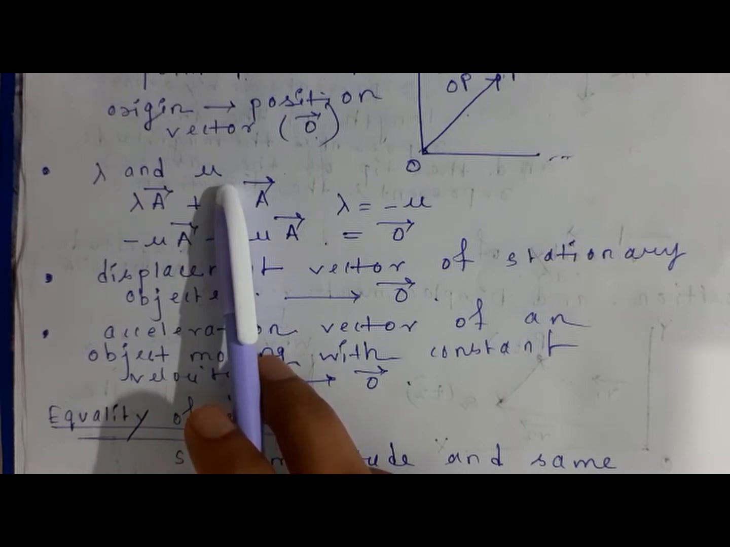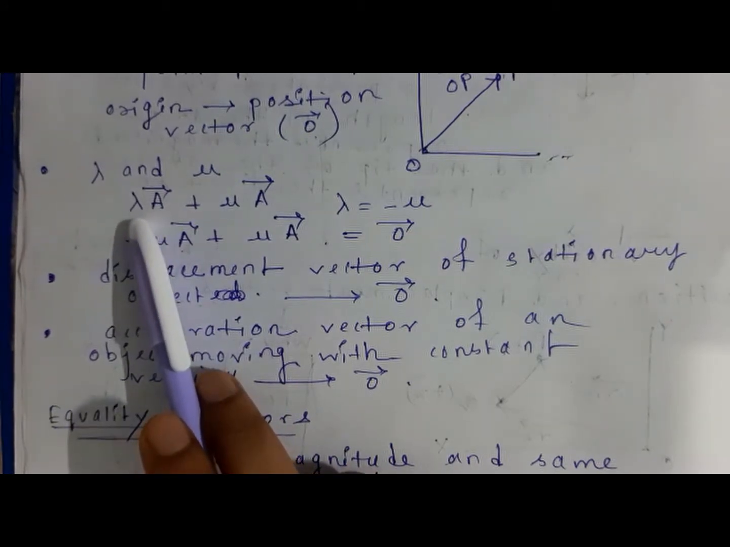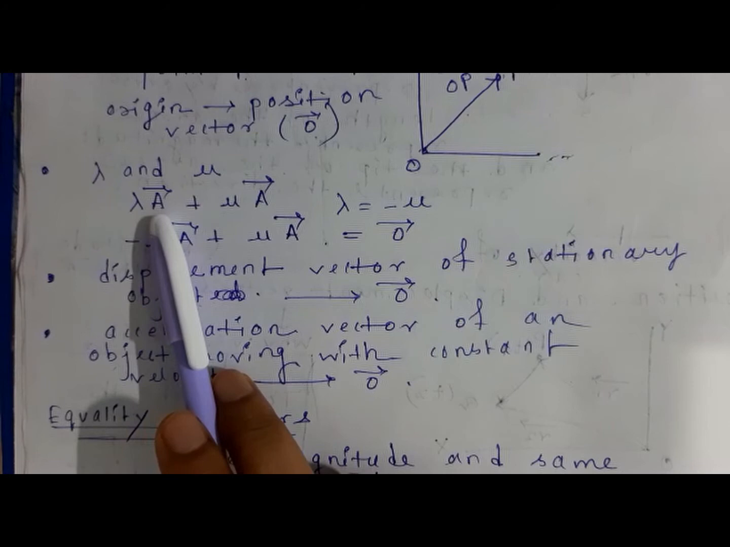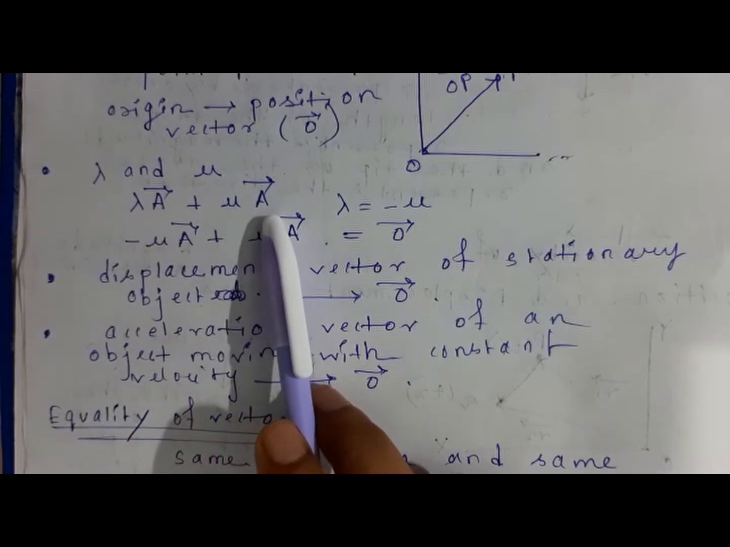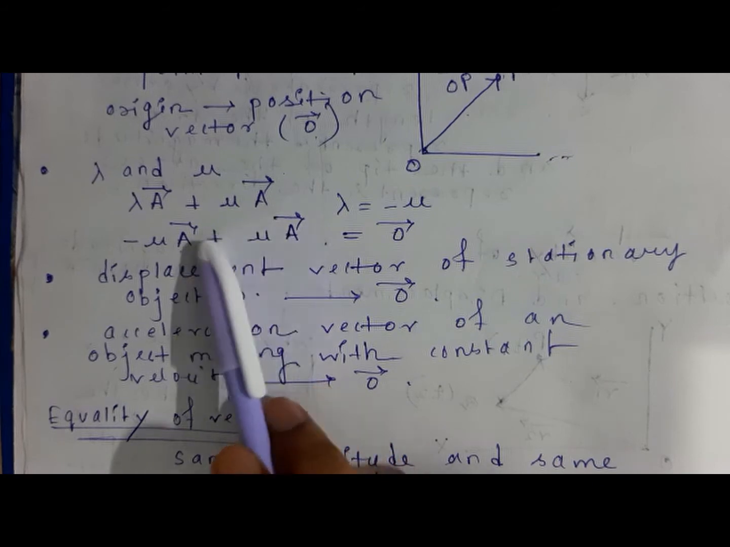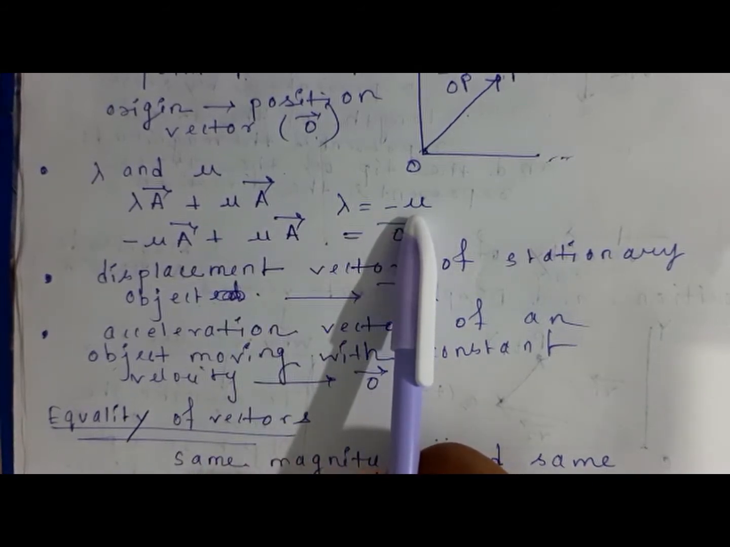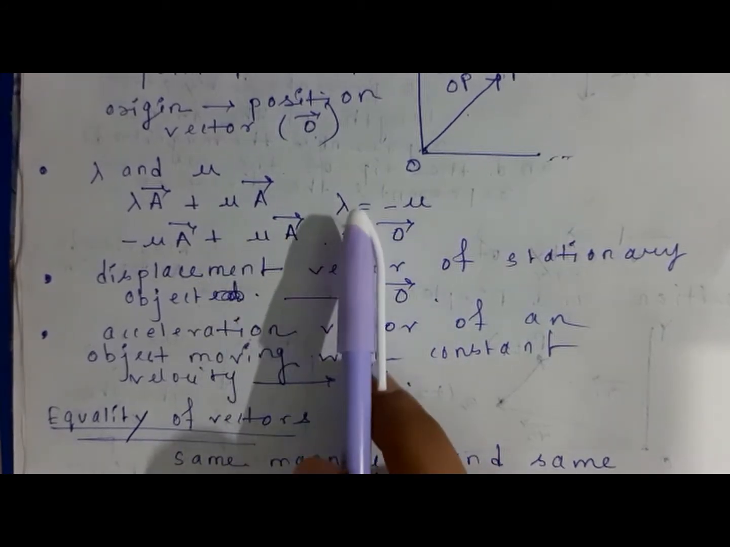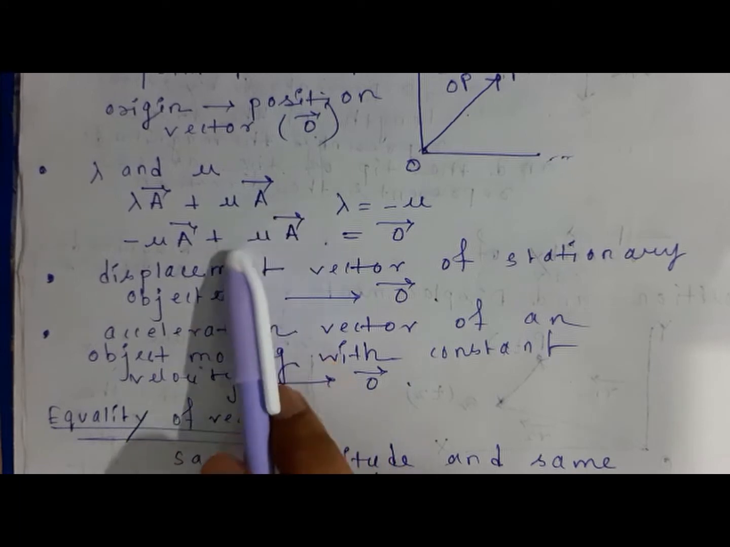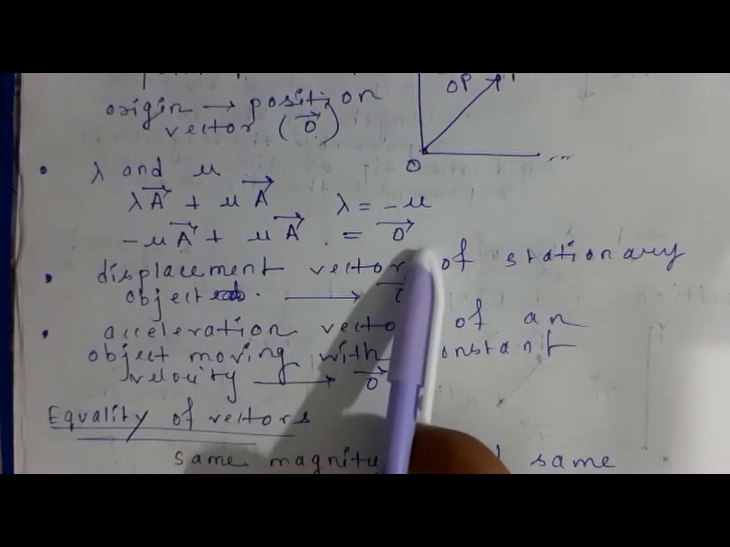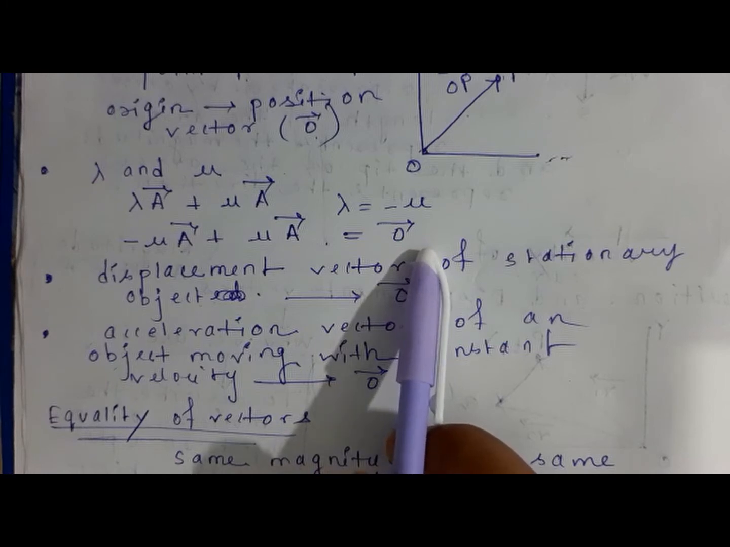Now when I say lambda multiplied with a vector plus mu multiplied with a vector, what will it give you? If I say lambda is equal to minus mu, then by putting this value of lambda over here, you get this one. When you cancel these two, you get the 0 vector.